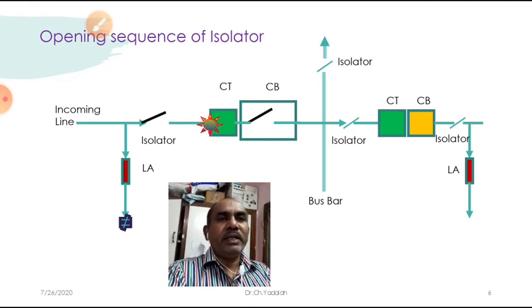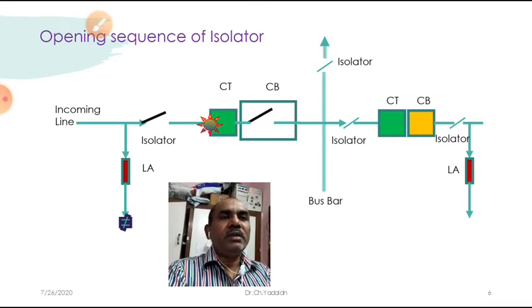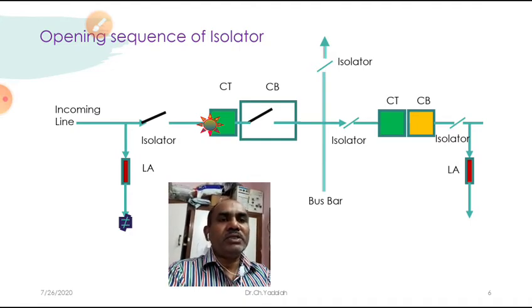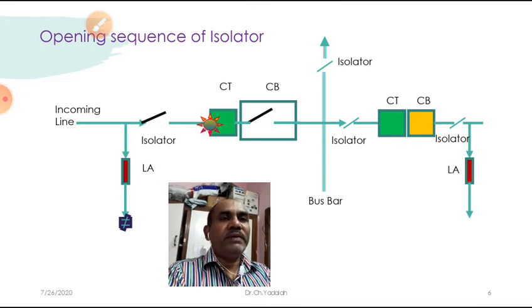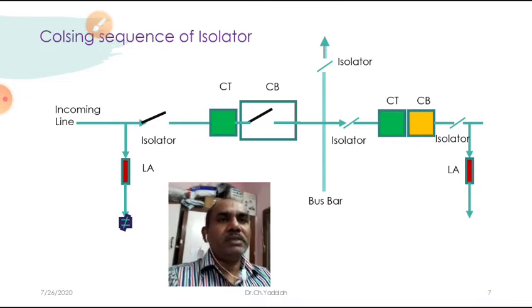Now the CT is open on both sides. So whatever the charging currents, whatever the induction currents on the lines in between the CB and isolator, those can be diverted to the ground by using the earth rods. Then I can start the maintenance. After the maintenance work is over, once again I want to restore the supply. Then what is the sequence now? So let us see that also.